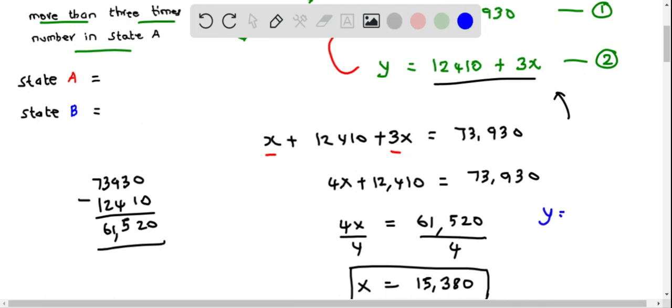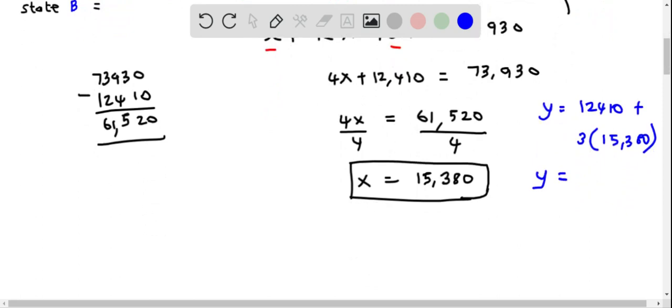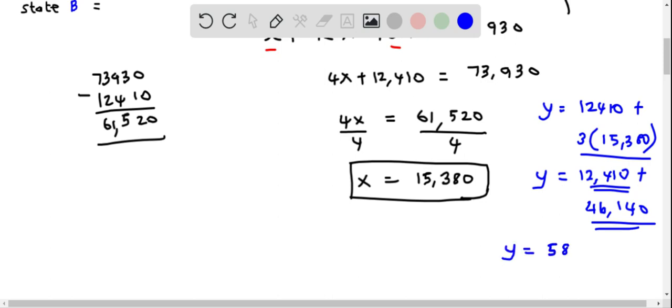So therefore, y equals 12,410 plus 3x, which equals 12,410 plus 3 times 15,380, and this equals 12,410 plus 46,140. We then add these two values, and when we add this, we get the value as 58,550. So we see that this is the number of people living in state B.